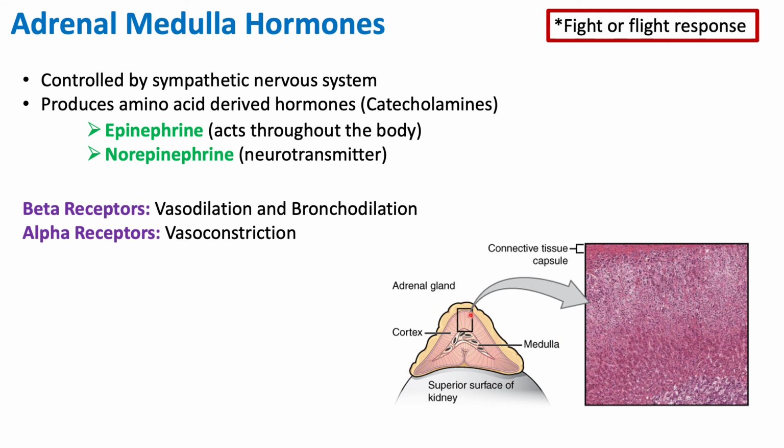So essentially, what we need to understand about the difference between the medulla and the cortex is that the medulla is controlled by the sympathetic nervous system. It produces hormones for a short-term response, and it is more fast-acting because we have water-soluble hormones, whereas the cortex is responsible for more longer-term effects, and it is more slow-acting, and it's controlled by the anterior pituitary.